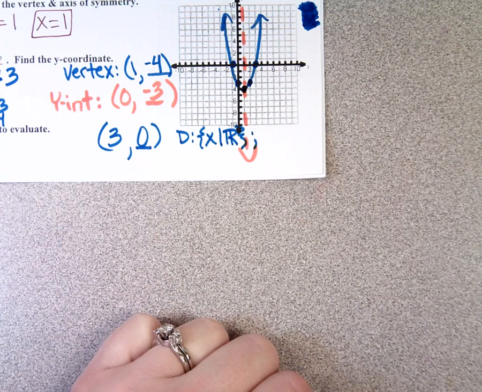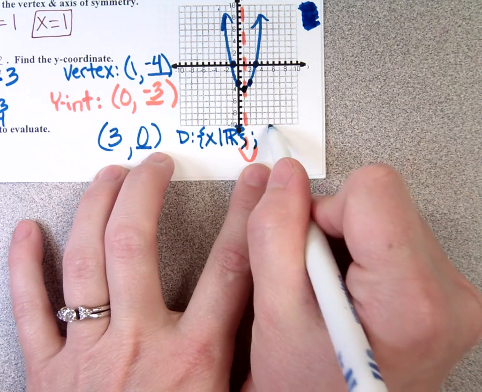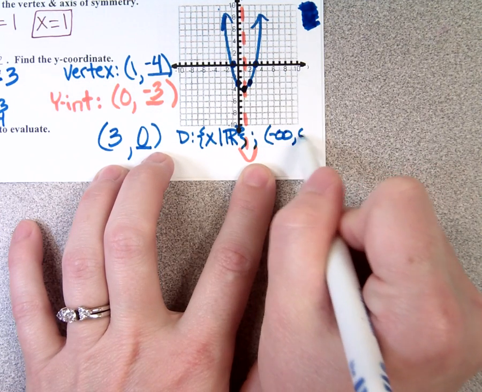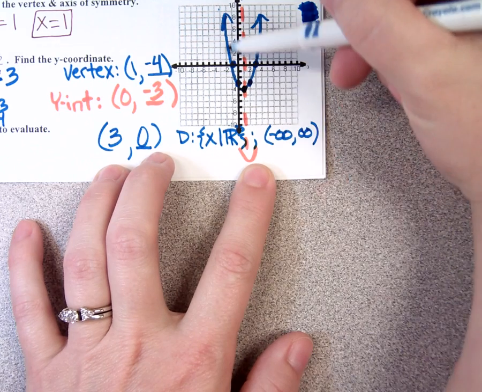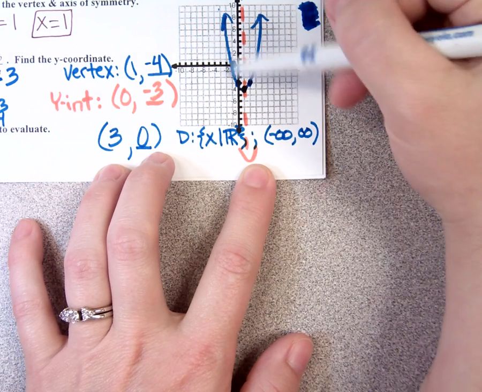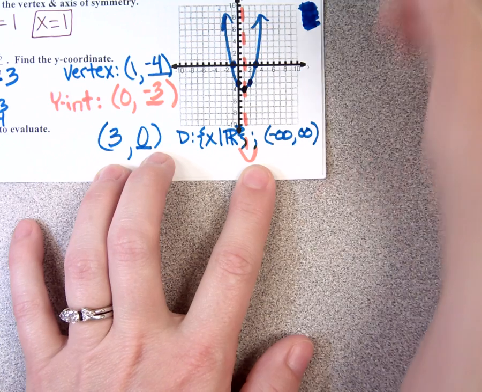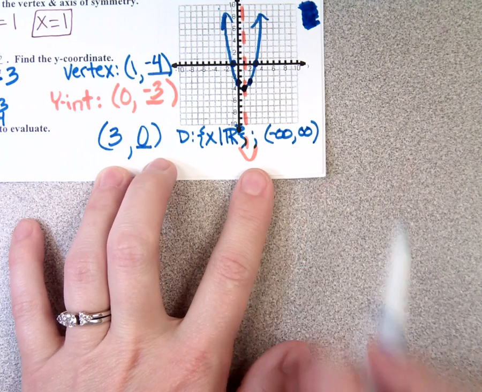How do you write that in interval notation? Negative infinity to positive infinity. If it goes forever left, it's going to hit all your negative x's, and if you go forever right, it's going to hit all your positive x's. So that's negative infinity to positive infinity.